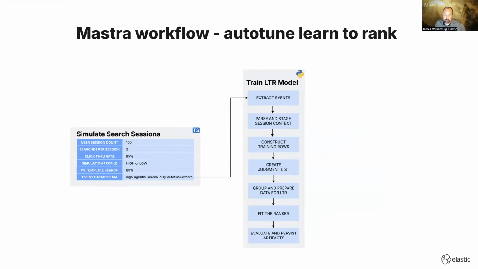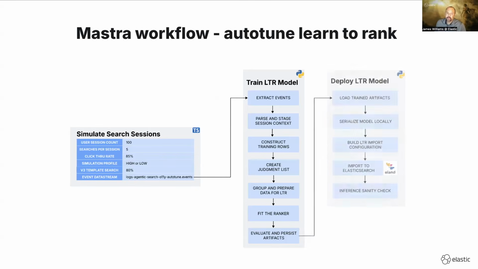That second workflow, the Autotune learn to rank workflow, simulates user sessions with pre-built things like click-through rates. The simulation profile, we specified high here so that we could trigger engagement on higher end properties. We also have a bias towards the V3 template in terms of simulating the load. This event data stream data gets slurped in the LTR training process. We extract the events, we correlate this Elasticsearches with the engagement actions, create a judgment list, we build the model.